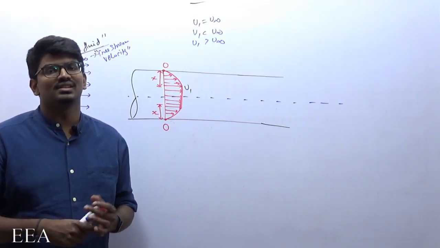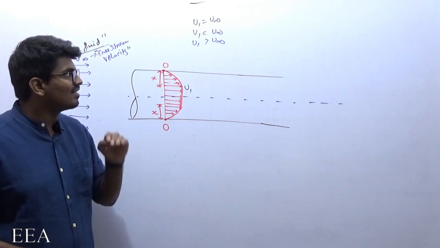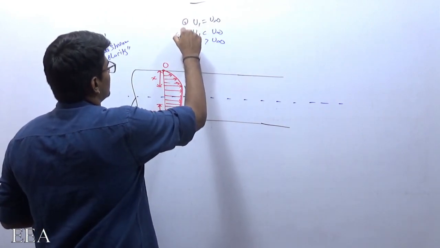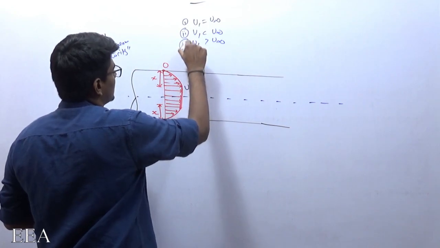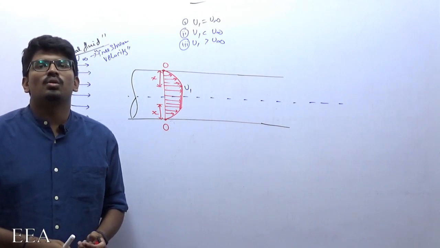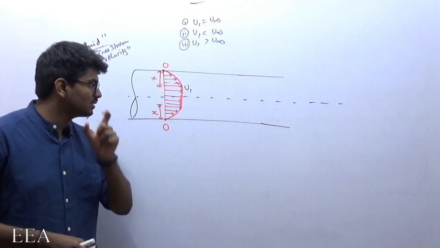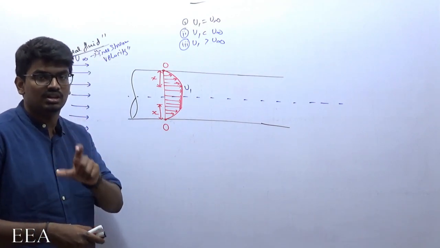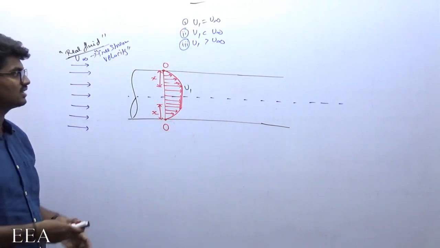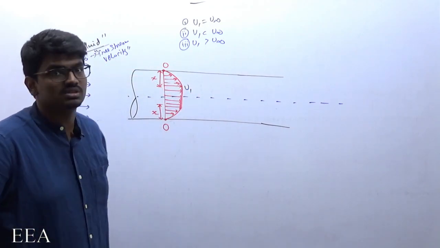Right, listen. I hope you would have already answered. Either u1 is equal to u infinity, or u1 is less than u infinity, or u1 is greater than u infinity. Out of these three options, everyone would have selected one. Most of them, not everyone, but the maximum percentage of students would have selected option 1, which means velocity u1 equals velocity u infinity.